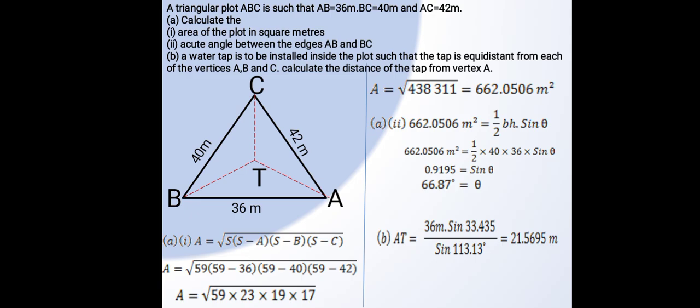Now, part 2 of A, I've been asked to calculate the acute angle between the edges AB and BC. Now, since we have the area, we can use the sine rule where we say the area is equal to half base sine theta, and then you compute for theta, which becomes 66.87.